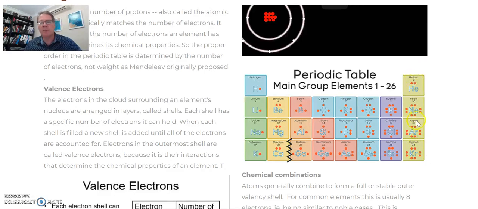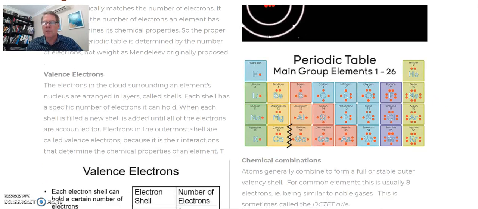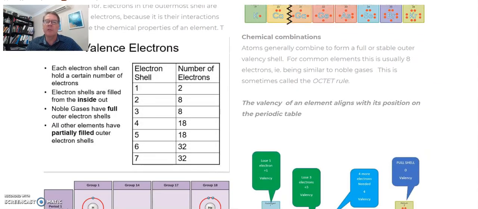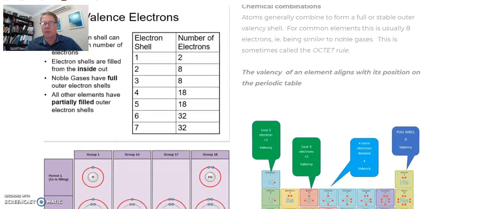Helium's a little bit different. We'll talk about that another time. But essentially, it's called the octet rule, octet meaning 8. Atoms will react to form a low energy stable octet, 8 electrons in the outer shell. What does that mean? Well, what is in the outer shell is called the valency electrons.